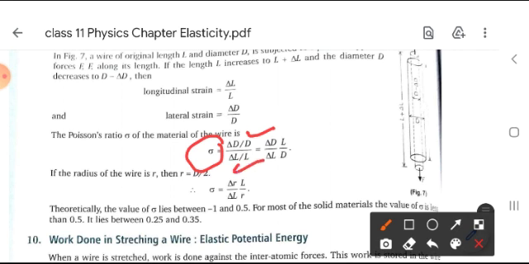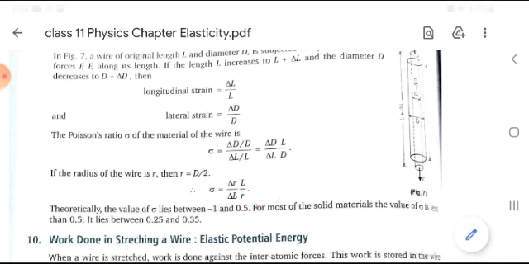So we get here sigma is equal to delta R times L upon delta L times R, because the ratio of the diameters is equal to the ratio of their radii. So we can write here in the form of radius also. Don't be confused, delta R and R is the replacement of the diameter by the radius. So we get this formula of Poisson ratio.